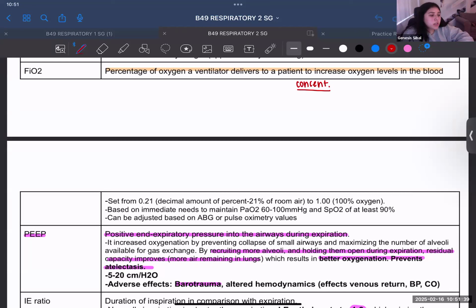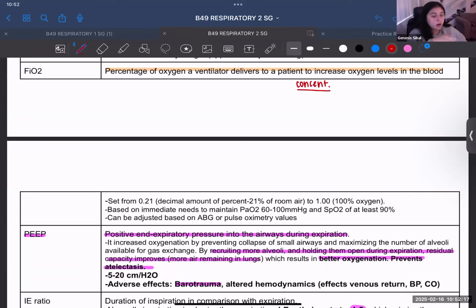So basically, it's the percentage of oxygen a ventilator delivers to a patient to increase oxygen levels in the blood. I just think about it as the concentration of oxygen. With the nasal cannula, remember it had like 22%, or 24 to 44% or whatever, and every single mask had a certain percentage. The tidal volume is different, that's the amount of air. And then FiO2 is involved within the tidal volume because it's saying this is the concentration of oxygen. So in terms of our SpO2 levels, how can we improve that with the concentration of oxygen? So that's what it kind of means.